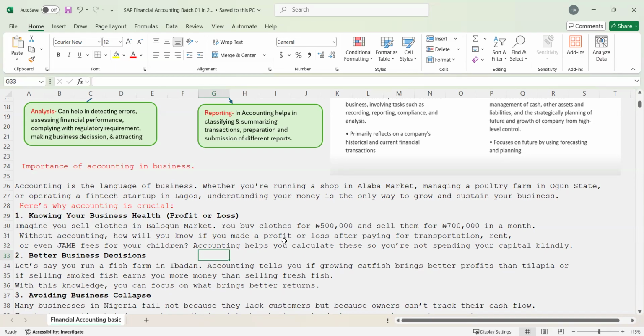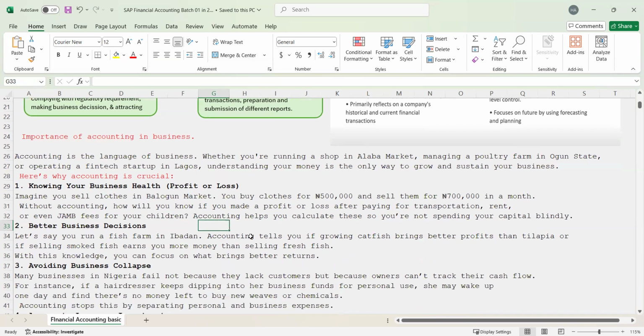So accounting will make you know if you made a profit or loss after paying for transportation, rent, or even school fees for your children or your brother. Accounting helps you to calculate this so you know how you are spending, so you will not be spending blindly or making a fool of yourself. Right? That's what accounting will do for you. So, better business decisions. Accounting will ensure you make better business decisions.